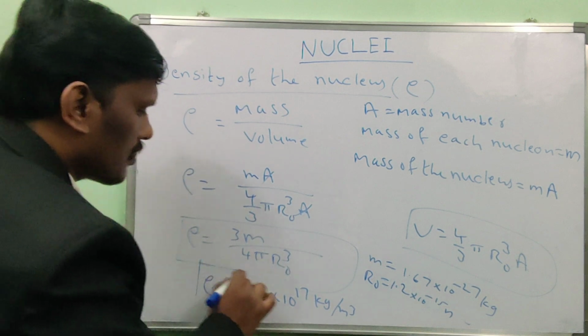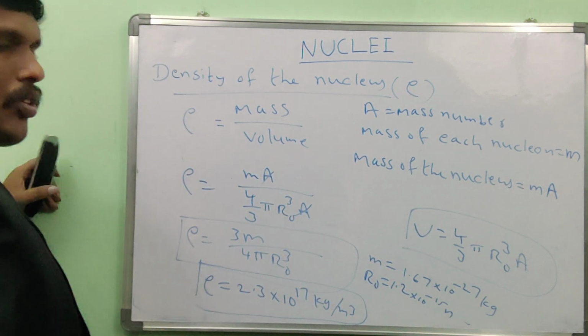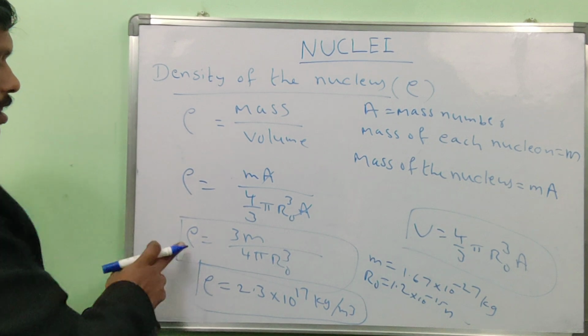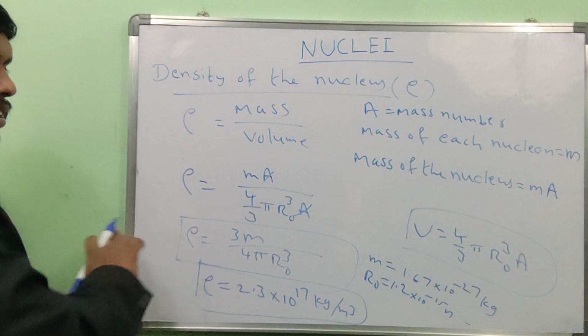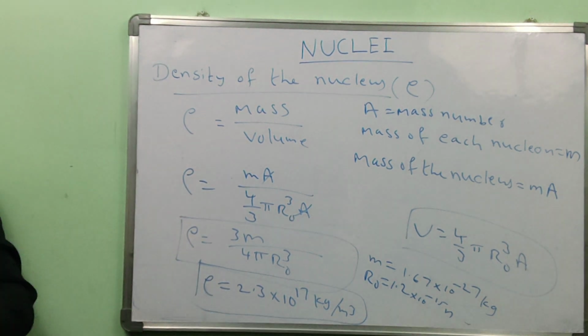So the density of the nucleus is the same for all nuclei. That is nearly 2.3 into 10 to the power of 17 kg per meter cube. So the density of the nucleus for any atom is the same, so constant. Note down, students.